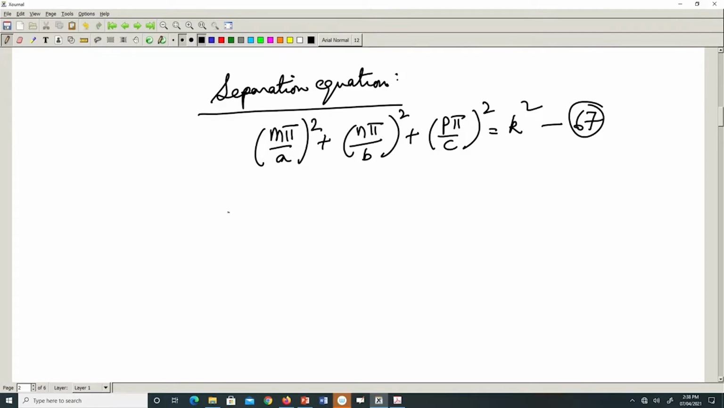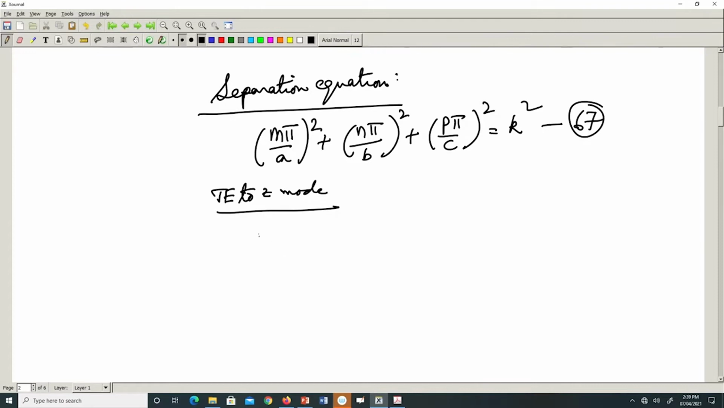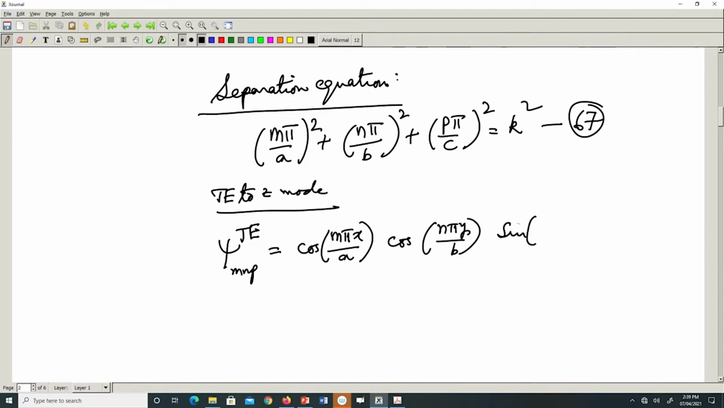Okay. So, similarly for the TEz mode, we have the psi mnp TE given by cos(m pi x by a) cos(n pi y by b) sin(p pi z by c), which is equation 68. Now, why is this sin?